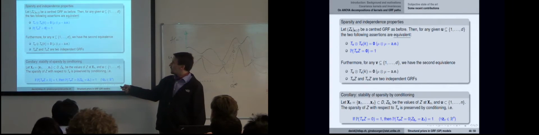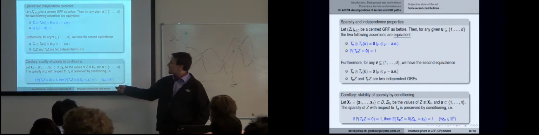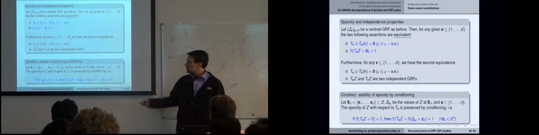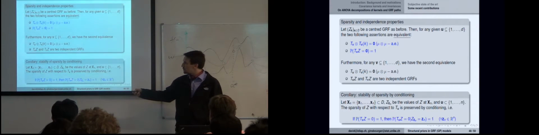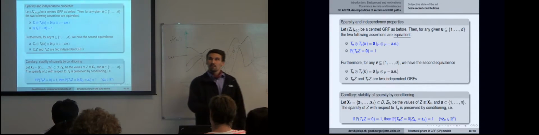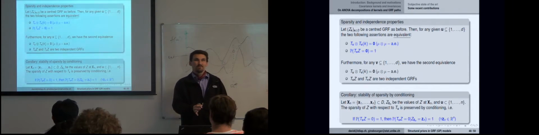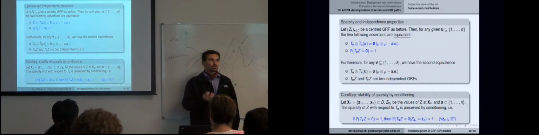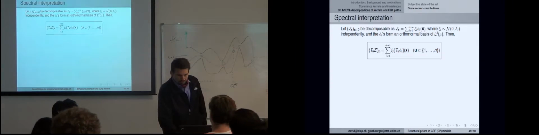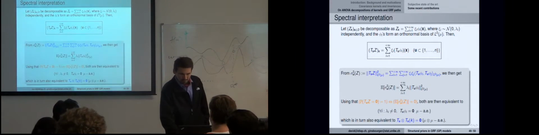If you acquire some data at n points, whatever n, whatever the points, the sparsity of Z with respect to the operator T_U is preserved by conditioning, which means the conditional probability that T_U Z is equal to 0 is equal to 1, whatever the set of observed values. So if you choose a wrong kernel, you will have it forever. You will never compensate for the wrong structure in your FANOVA decomposition. Okay. So a bit of spectral stuff, skip it. I will jump to the conclusions.